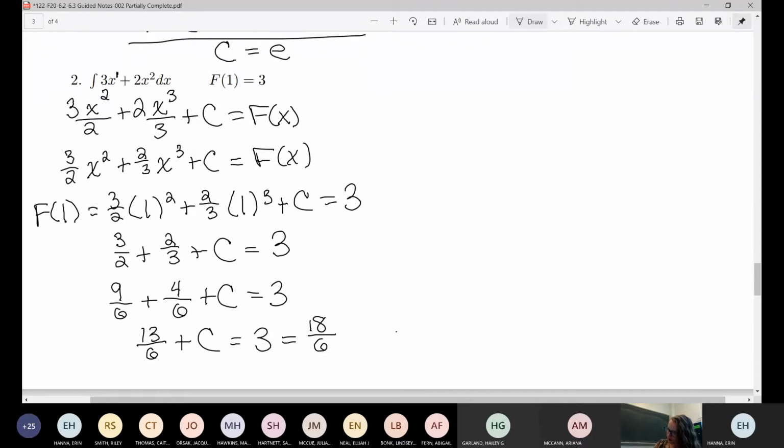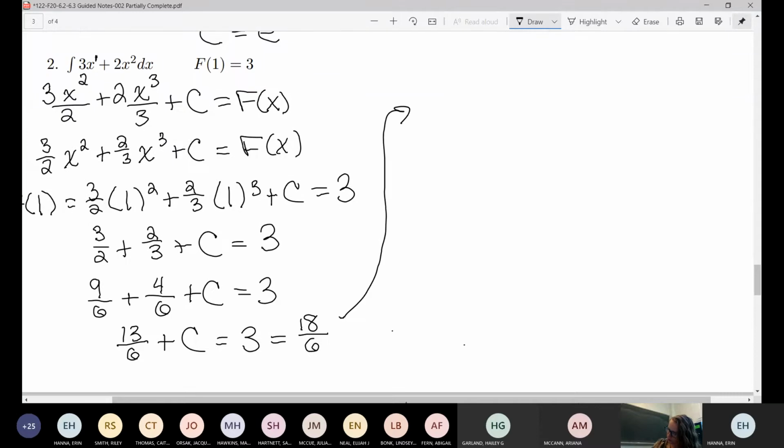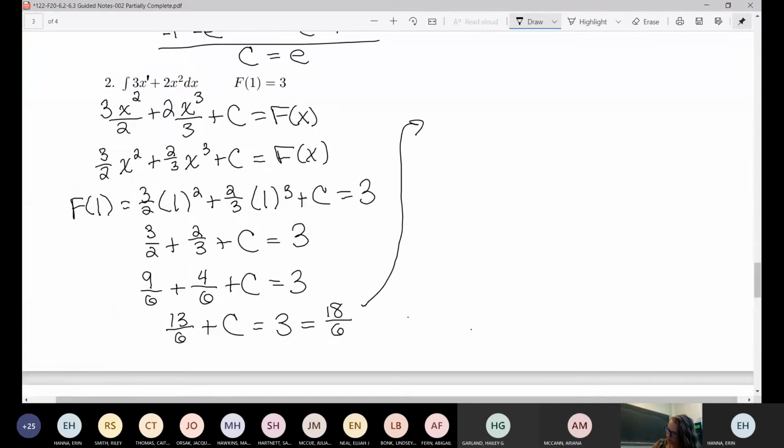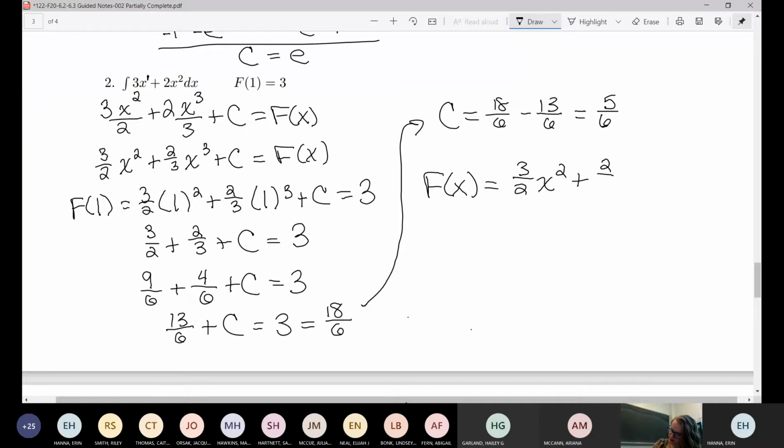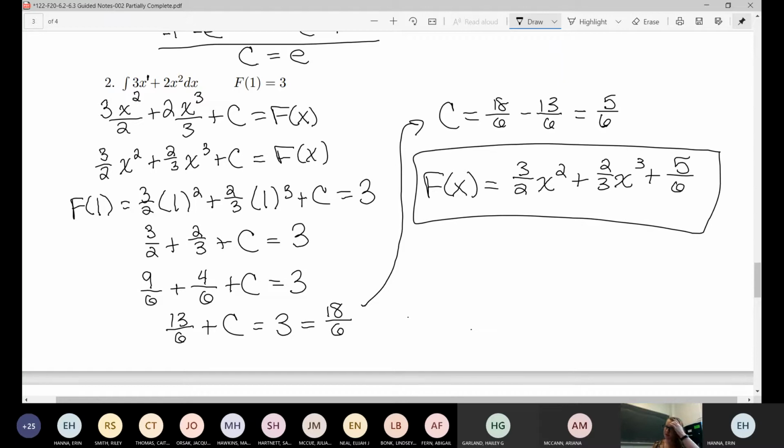And I ran out of space. So then we'll have that c is equal to 18/6 minus 13/6. So 5/6. So the general antiderivative we want here is 3 halves x squared plus 2/3 x cubed plus 5/6.